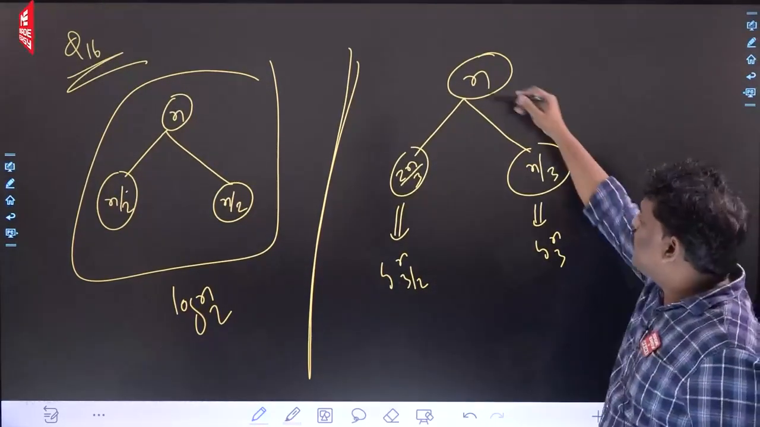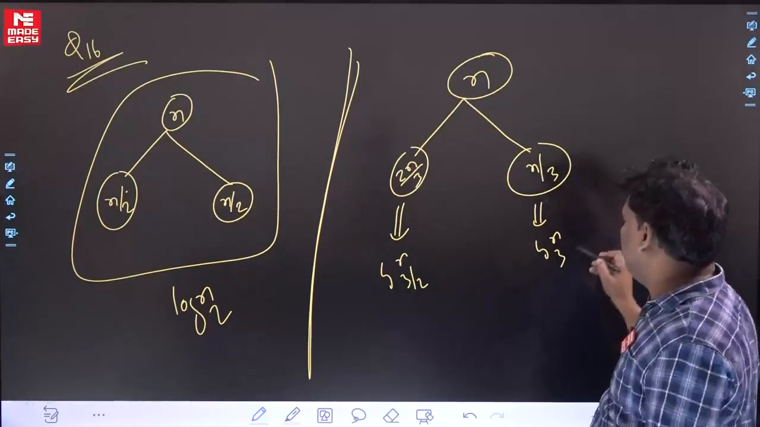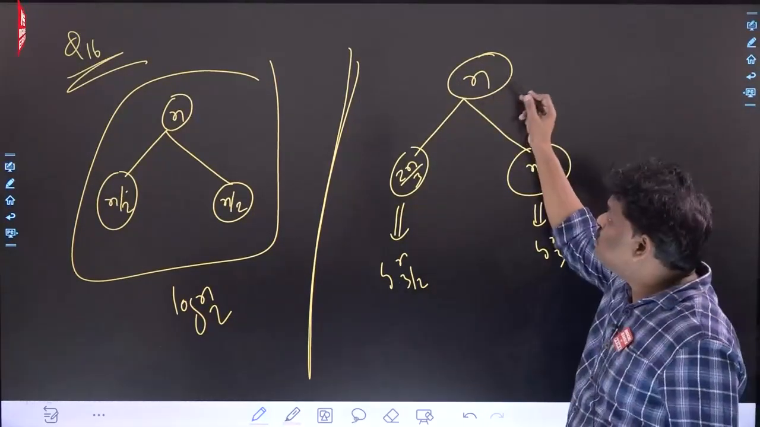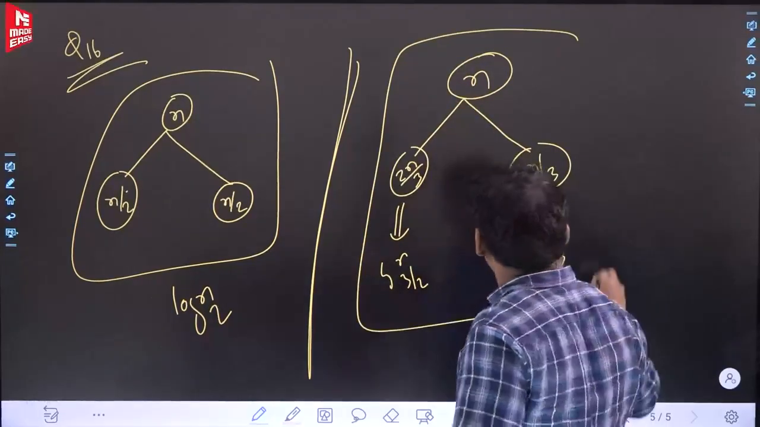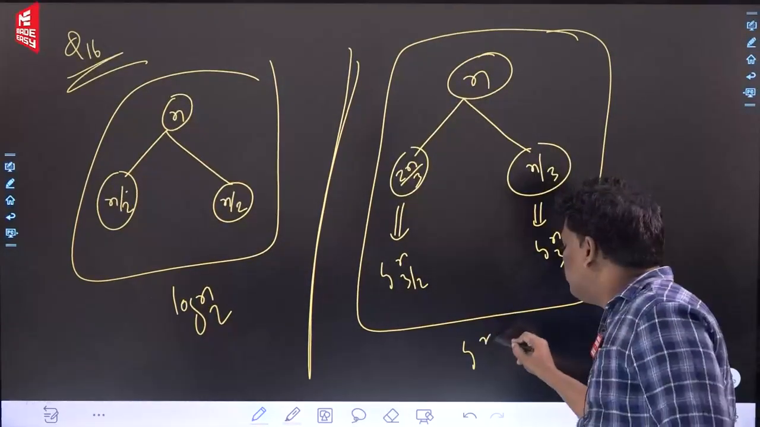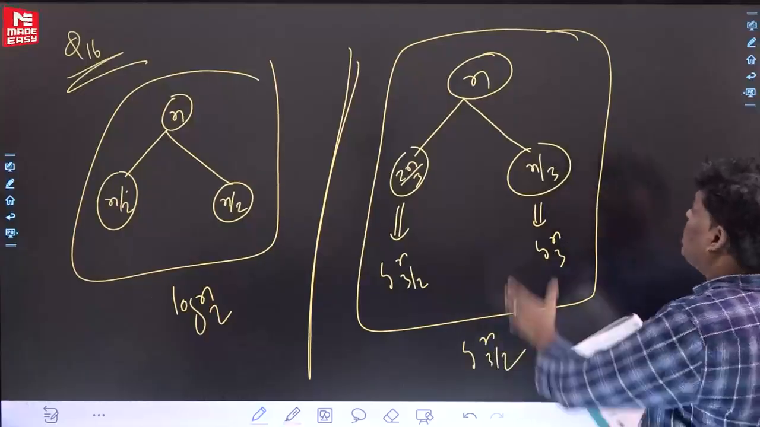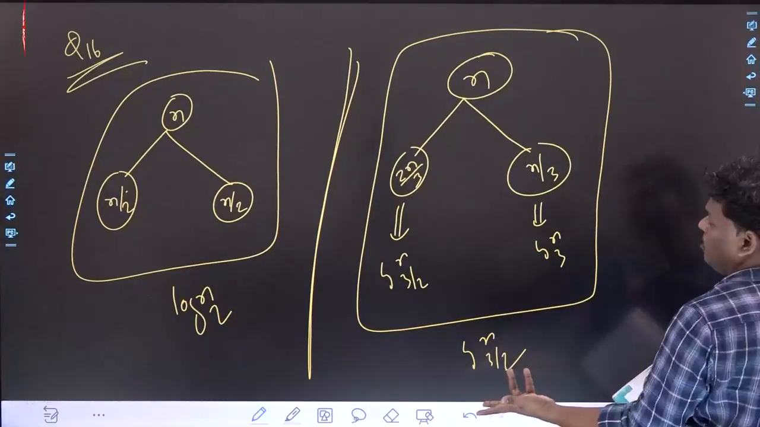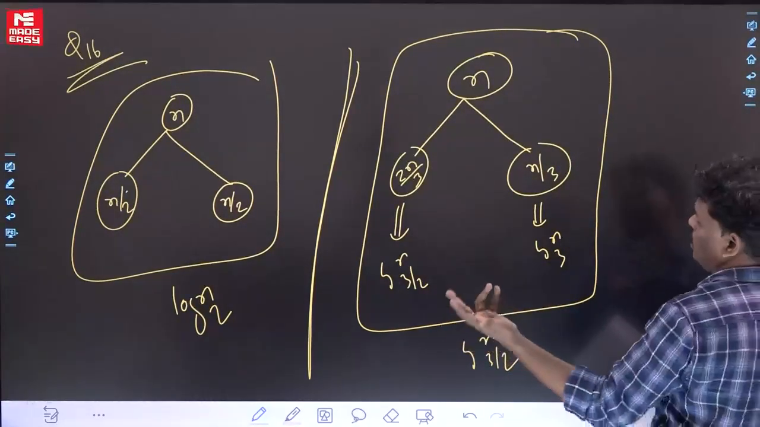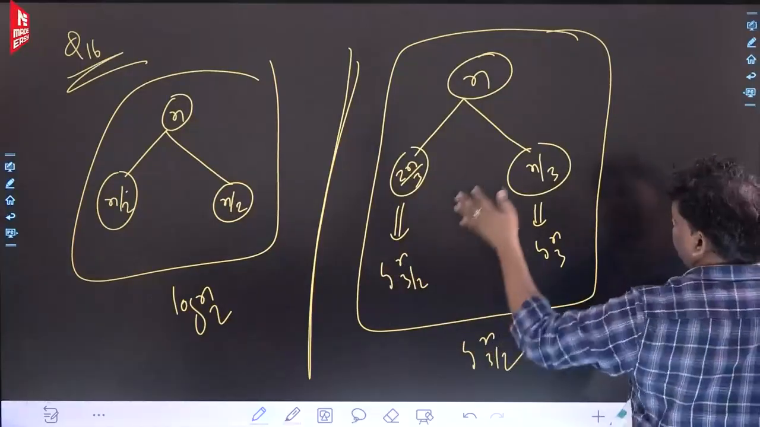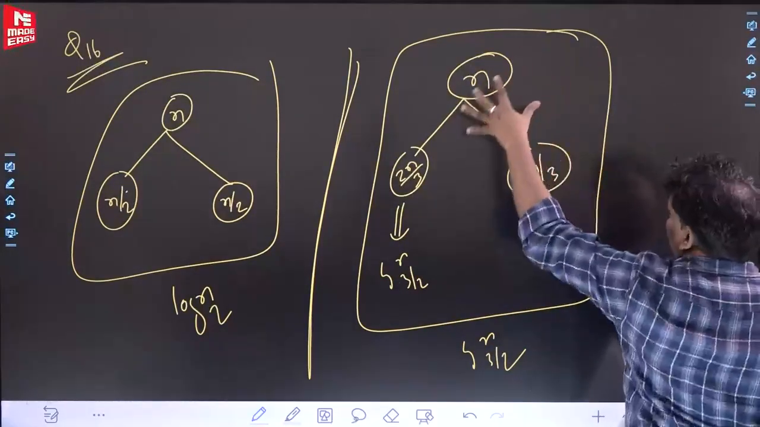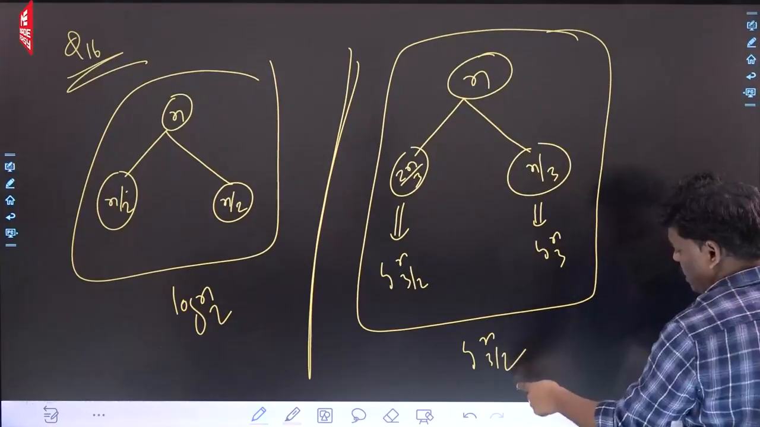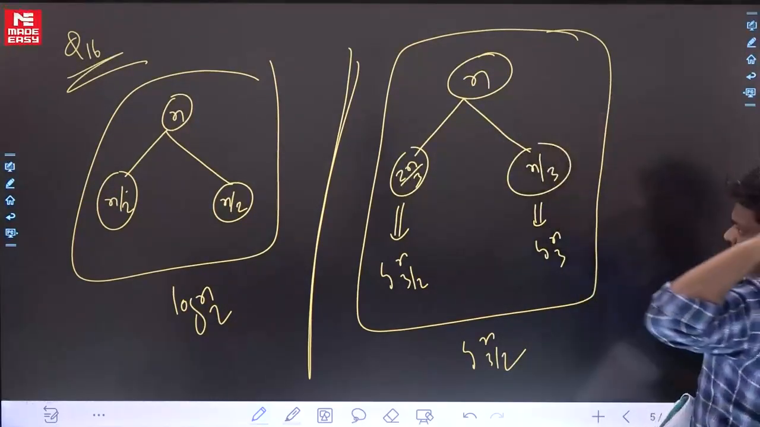Can you help me now? Right height in this weight balanced binary tree, log n base 3. Left height in this weight balanced binary tree, log n base 3 by 2. Can you say which one is larger among these two? What is the answer? Log n base 3 by 2. So the height of this tree is going to be log n base 3 by 2. What is the meaning of height? Longest path. This path is log n base 3 by 2, this path is log n base 3. Height is nothing but longest path. The longest path in this tree, log n base 3 by 2, is nothing but the height.